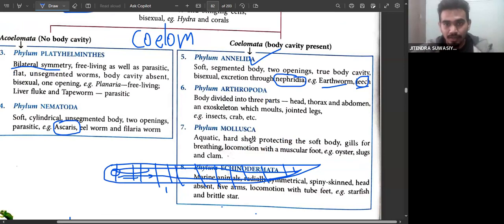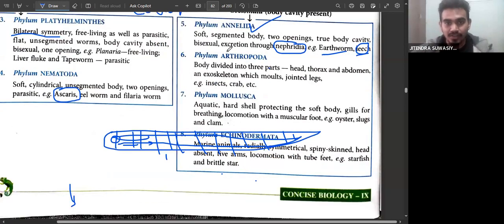They also have segments. Then we have phylum Arthropoda. Arthros means jointed, podas means foot. So jointed foot, the organisms which have paired feet, we can say Arthropoda. The body is divided in three parts: head, thorax, and abdomen. Insects also have head, thorax, and abdomen, and an exoskeleton which molts, and jointed legs.